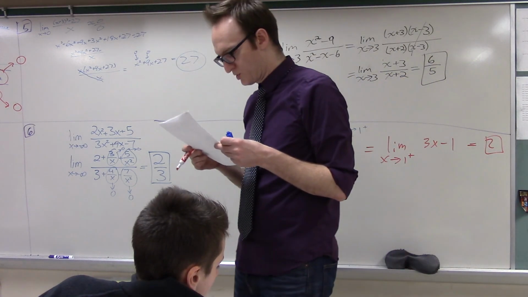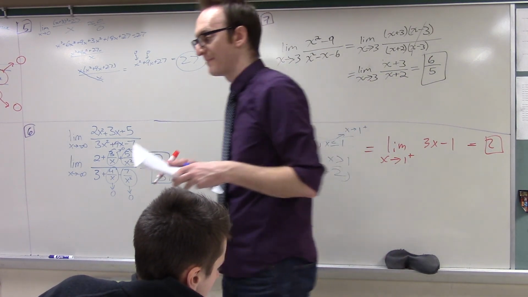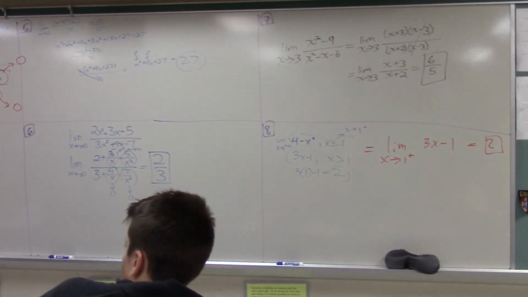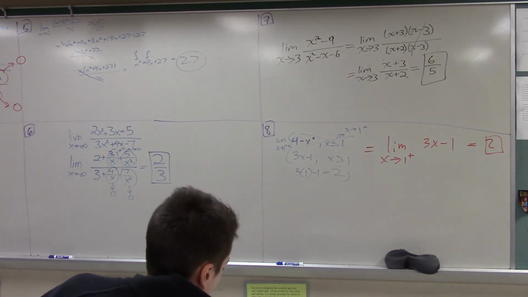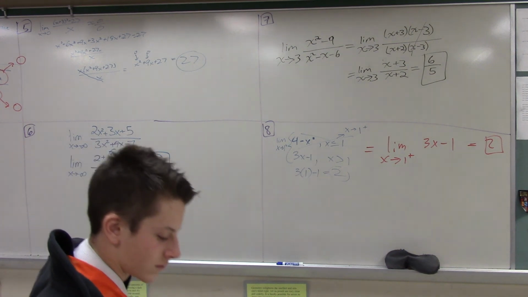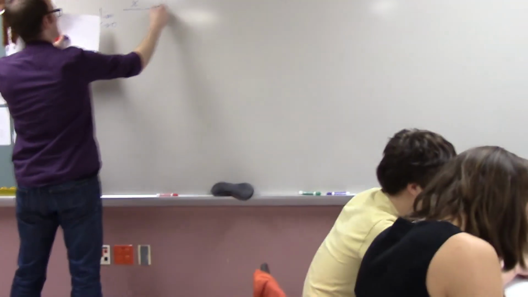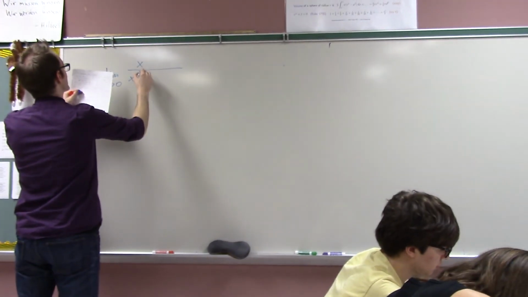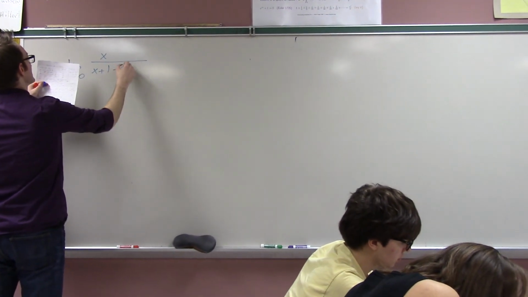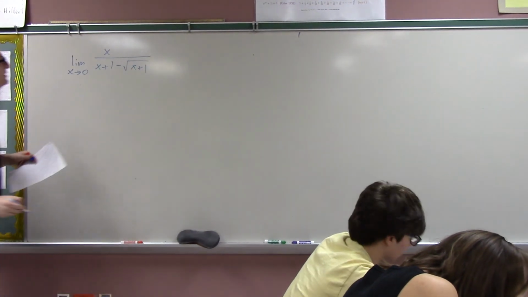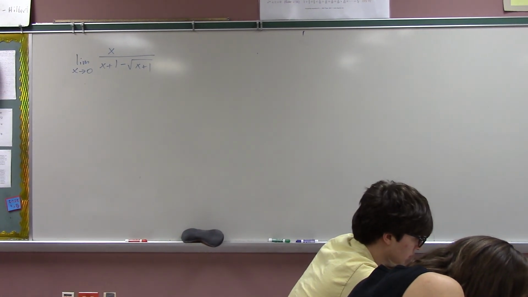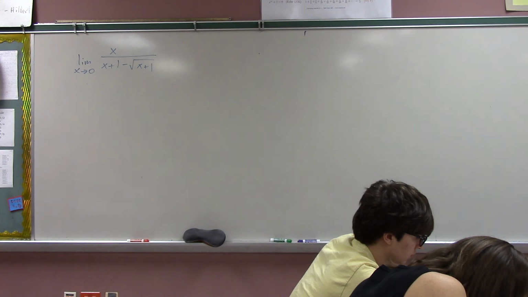I thought there was one more problem I wanted to do. Oh yeah, let's do 2 more problems really quick that are also of a miscellaneous nature. Let's everybody do this problem: the limit as x approaches 0 of x over x plus 1 minus root x plus 1. I think this was supposed to help you so that you were smart enough to do that other problem, but oh well, we're doing it out of order.